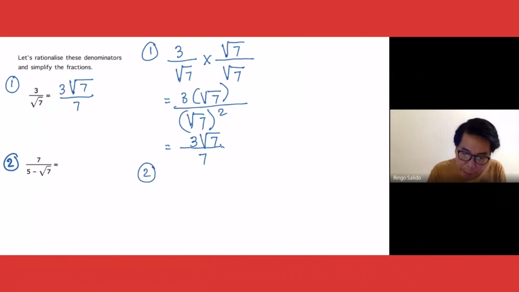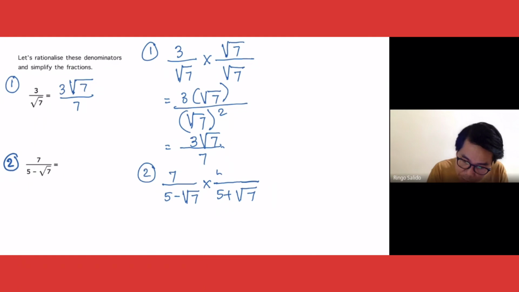Okay, so we have 7 over 5 minus the root of 7. So to make the denominator into a rational number, we have to use the difference of two squares. So we will multiply the denominator by 5 plus root of 7, which is the same thing we have to do to the numerator. So 5 plus root of 7.